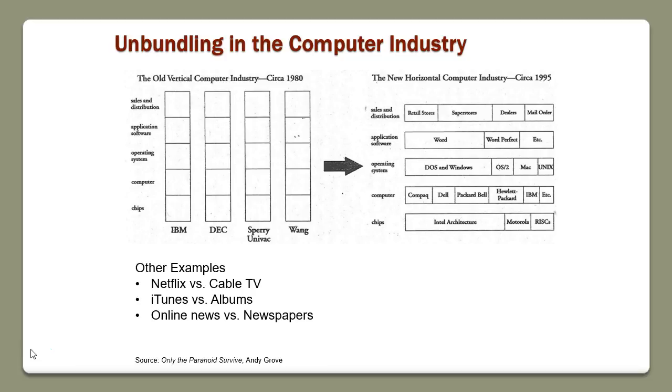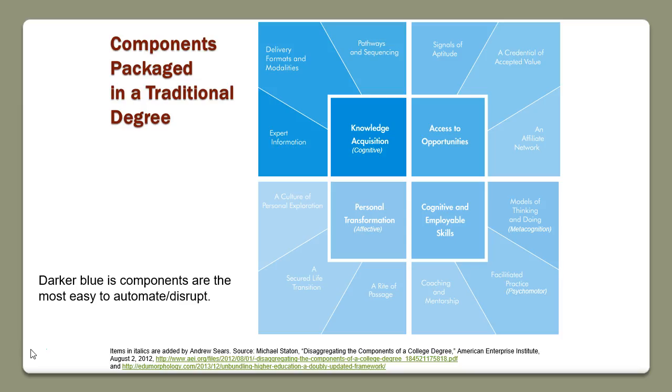There are a lot of markets where unbundling has happened. Netflix is unbundling cable television. iTunes unbundled albums, where you had to buy all the songs on an album; now you can just buy individual songs. Online news is unbundling newspapers. So unbundling is one of the major factors in disruptive innovation.